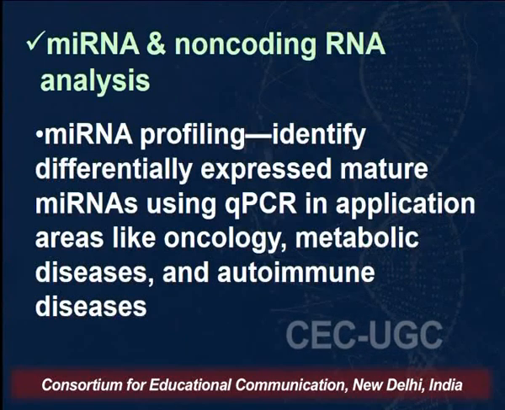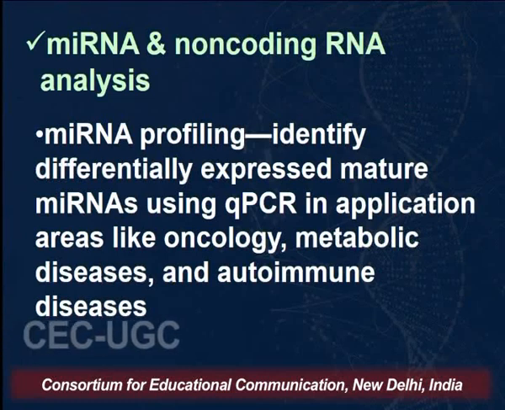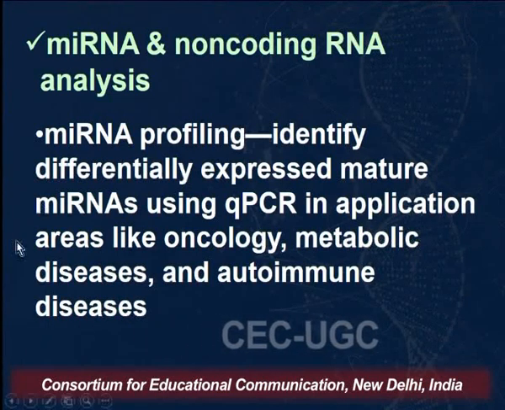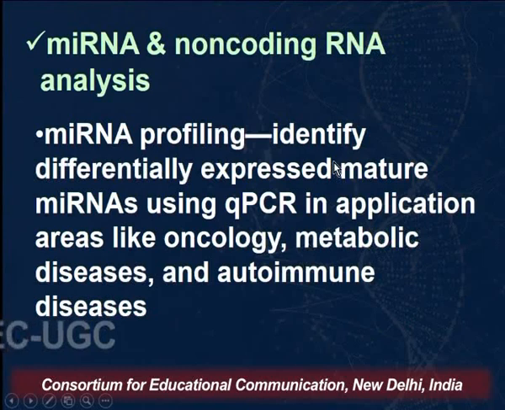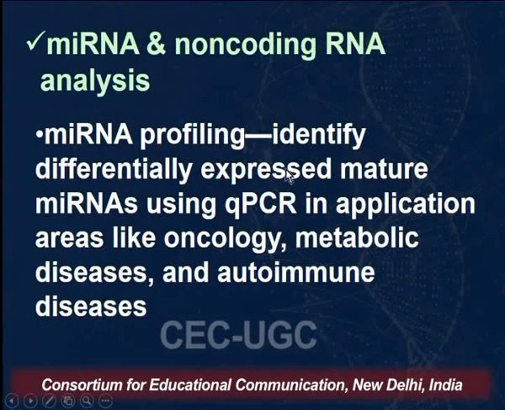It discussed how these microRNAs are formed and what their applications are as well. Now, if we want to analyze these microRNAs or non-coding RNAs in a cell, quantitative PCR again comes very handy. The various methods for how it can be used are in microRNA profiling. For example, identify differentially expressed mature microRNAs using quantitative PCR, and it is used in applications like oncology, metabolic diseases or autoimmune diseases. Under these diseased states, certain microRNAs would increase in number or certain microRNAs would decrease in number.